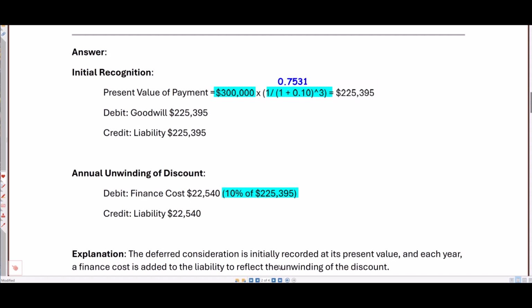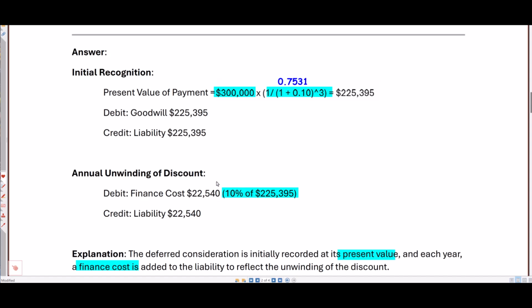Okay, so hopefully you did okay on that one. It only asked for year one, but then you'd go on in years 2 and 3 like we did previously to do the unwinding then as well. So as it says here, the deferred consideration is initially recorded at present value, and then we unwind each year with a finance cost to P&L.